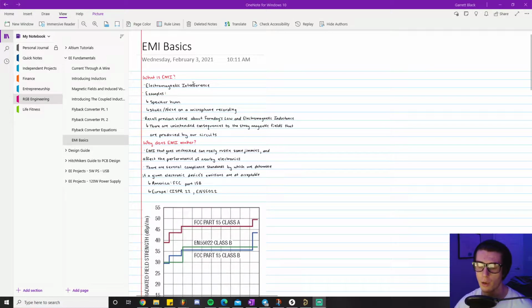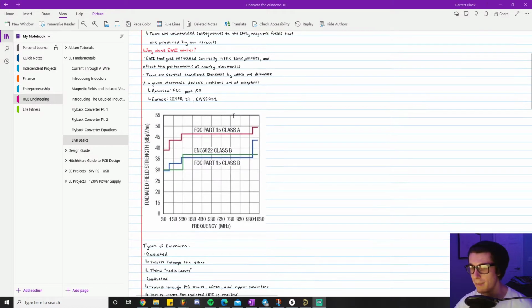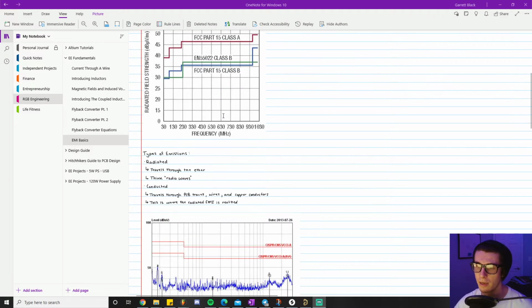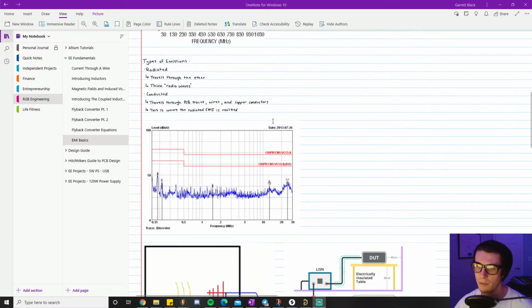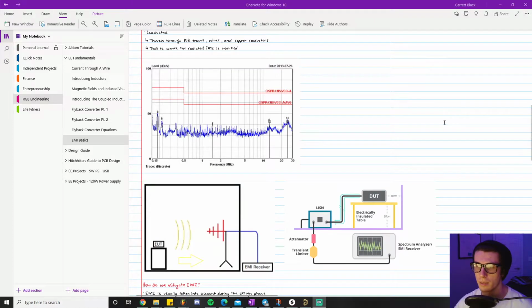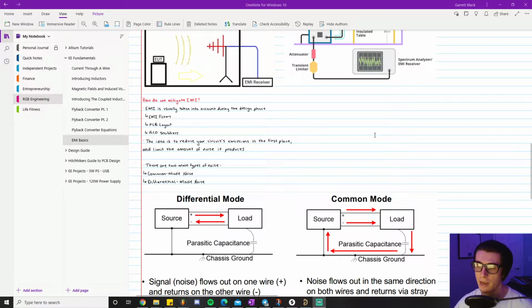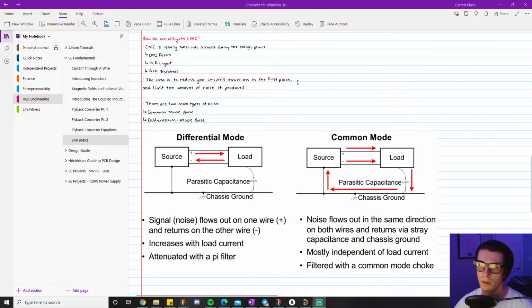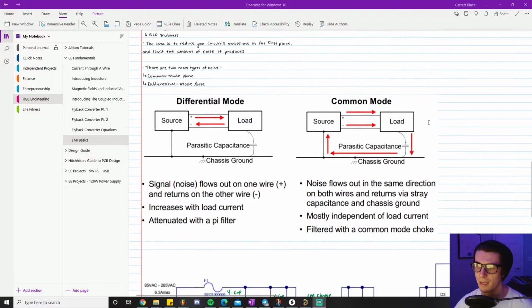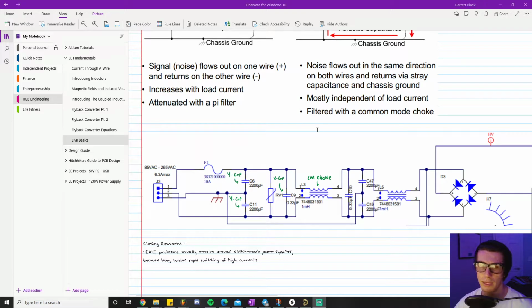I'm just going to give a quick overview of what we'll be talking about in this video. So we'll be talking about what is EMI, why does it matter, some compliance standards that you need to be aware of, types of emissions. We're going to look at some example tests, some example test setups. Finally, how do we mitigate EMI, and learn about some of the technicals related to EMI mitigation. And finally, we'll look at an example of an EMI filter.